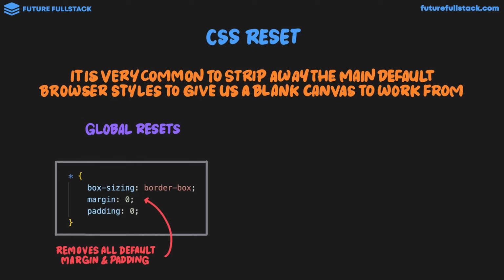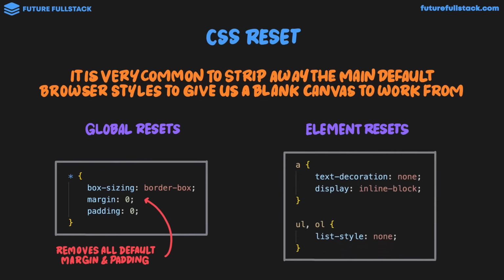In addition to global resets, there are also element resets. And that would look something like this, where, for example, on our anchor tag, we remove that default underline by setting text decoration to none. And on our unordered and ordered lists, we remove the list style. That is, we remove those bullet points, as we're commonly using lists as a structural unit to build things like navigation bars. So let's jump into VS Code and apply the global resets.